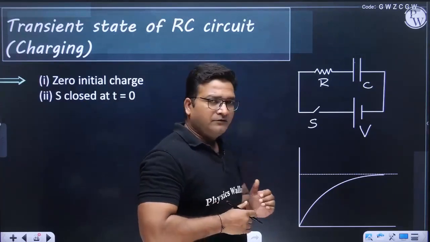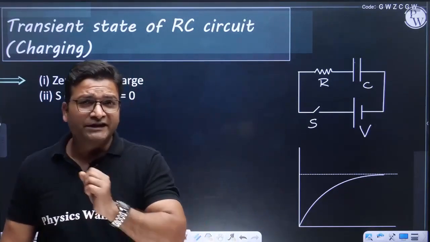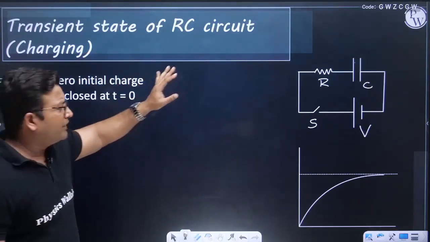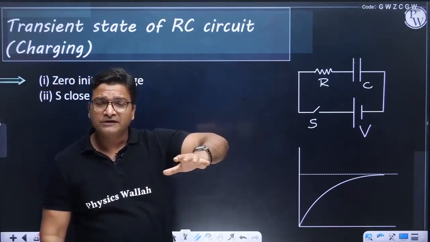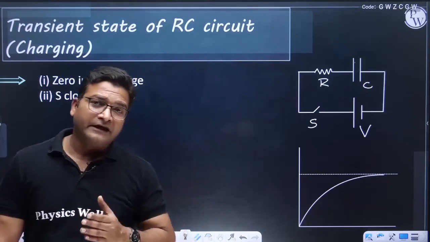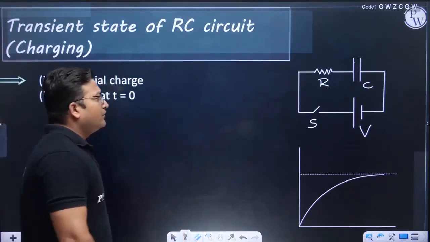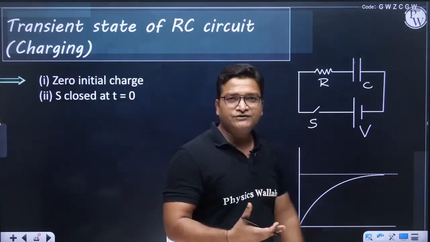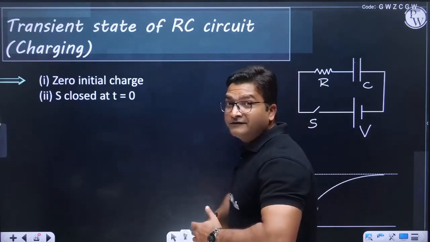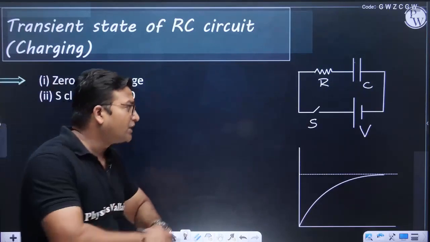Till the moment we have current in the circuit, till the moment the charge is changing, we call this period the transient state. And when current in the circuit becomes zero, the charge on the capacitor becomes constant. After that we say the circuit is in a steady state. So that is the meaning of transient state. Here we have a few assumptions. There are two parts of this study: first we will discuss the charging of the capacitor and then its discharging.